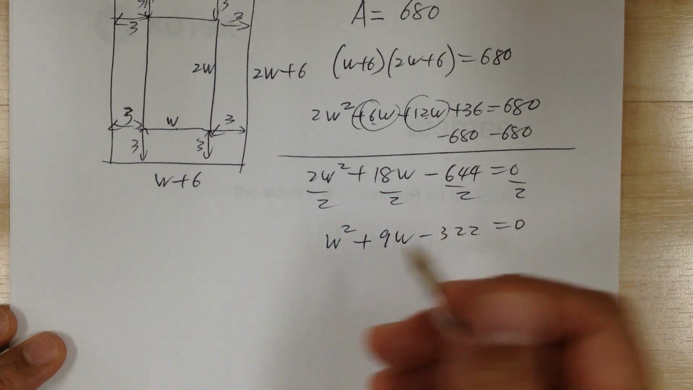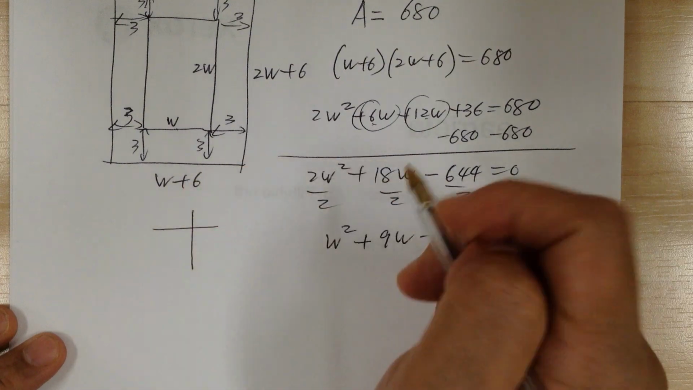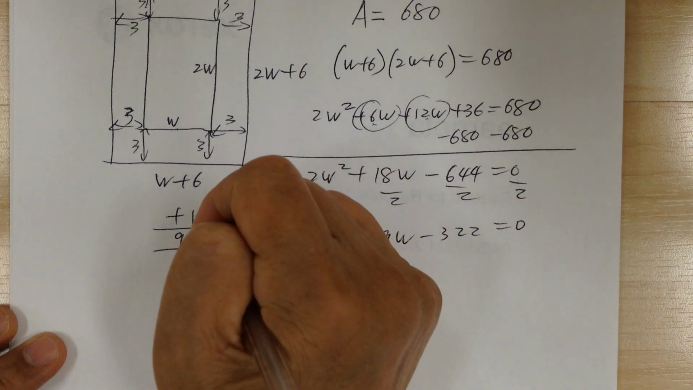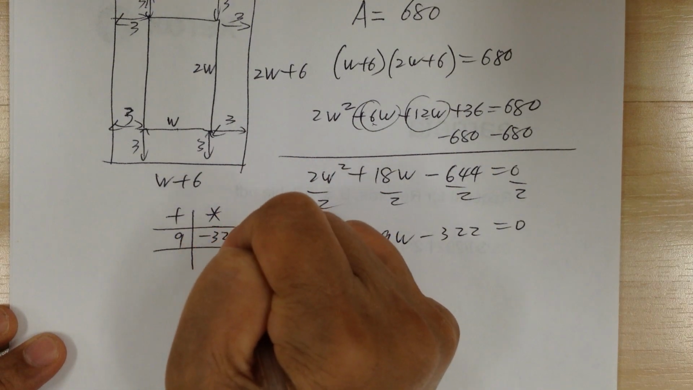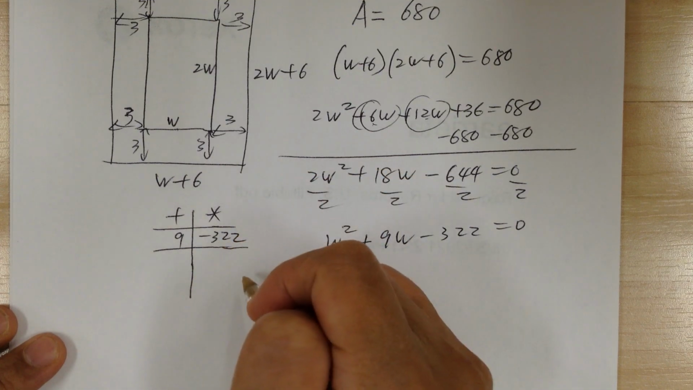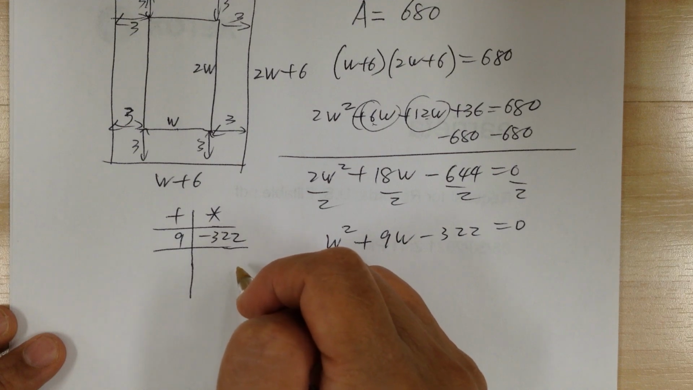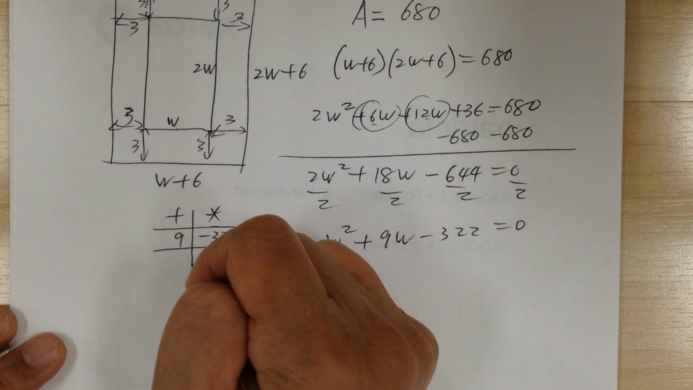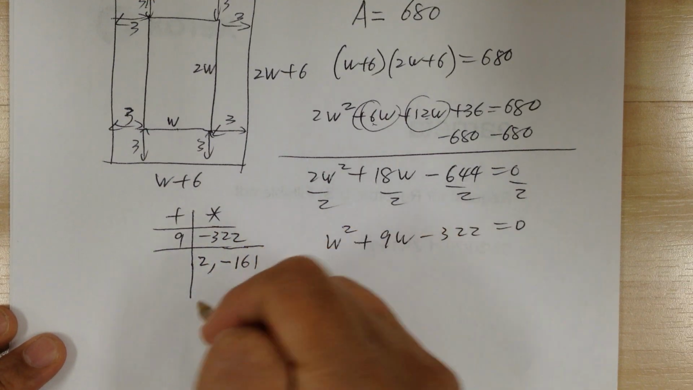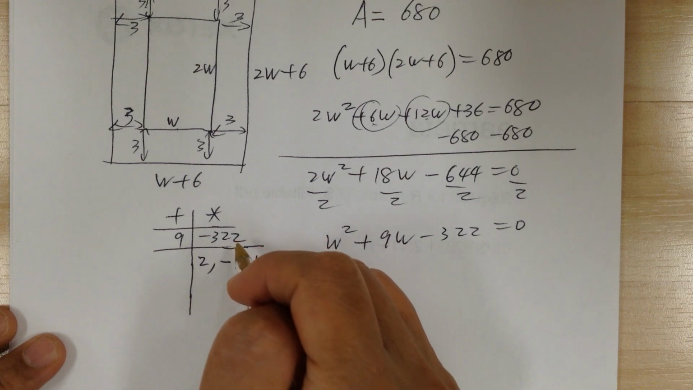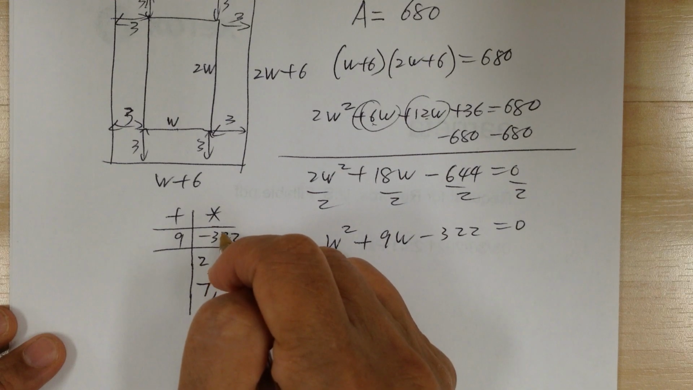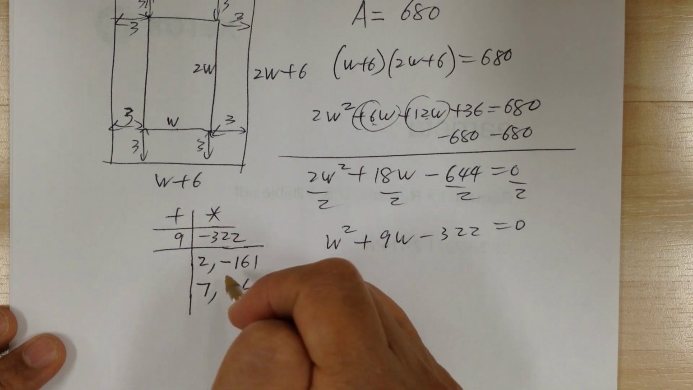Let's go through the steps again: step 1, step 2, step 3, and step 4. This is the master product. You need numbers that add to get 9 and multiply to get negative 322. Now this number is kind of hard. So you start with 1, 2, 3. 2 is good, so it'll be 2, comma, negative 161. Then 3, 4, 5, 6, 7. Let's try 7. 46.